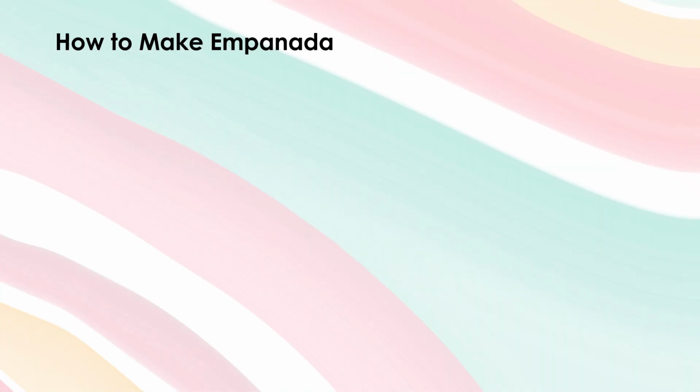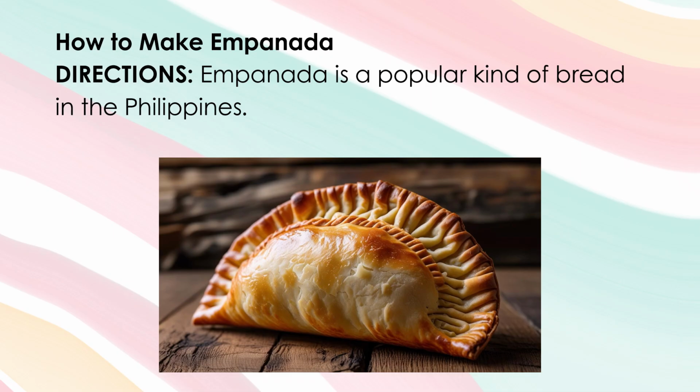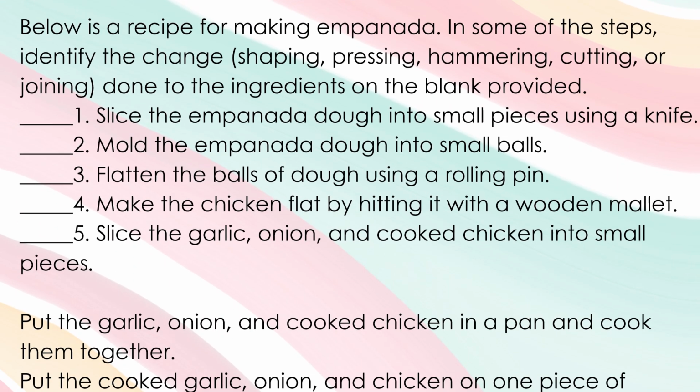kids. And now, for another additional activity, how to make empanada. So here are the directions. Empanada is a popular kind of bread in the Philippines. Like what you see in the picture, it is the empanada. Below is a recipe for making empanada. In some of the steps, identify the change, shaping, pressing, hammering, cutting, or joining, done to the ingredients on the blank provided. 1. Slice the empanada dough into small pieces using a knife.